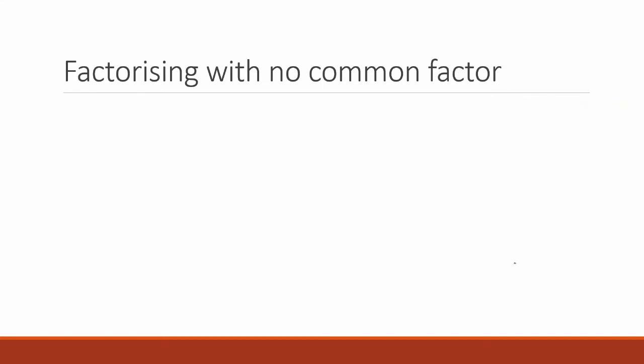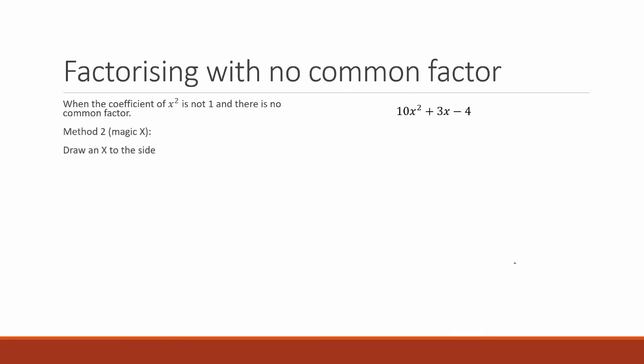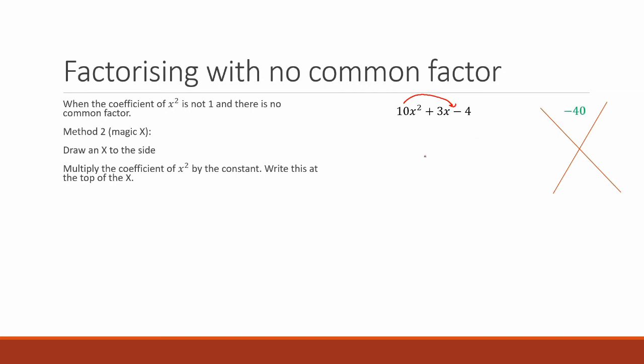This is another way that you can factorize quadratics in any form, but especially with no common factor. It is called the magic x method. So we've got the same expression here as in the previous slide. Okay, so step 1, draw an x. There's our magic x. Step 2, just as before, we need to multiply our a value by our c value, and we write that at the top of the x. That is the term that we're going to find the factors for. At the bottom of the x, we're going to write the coefficient for x, which is 3.